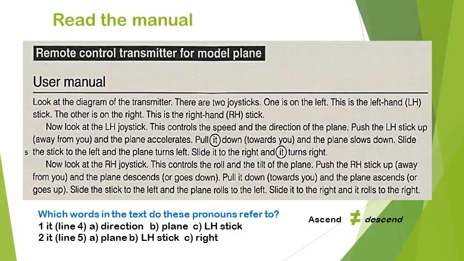For number 2, in line 5, it refers to a plane, or a left hand stick, or right. Do the same by reading the sentence: slide it to the right and it turns right. So the last sentence here: slide the stick to the left and the plane turns left. So it here refers to a plane.